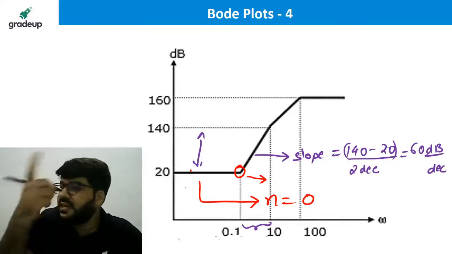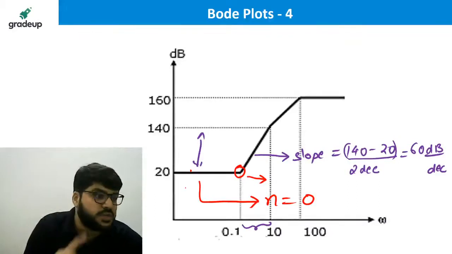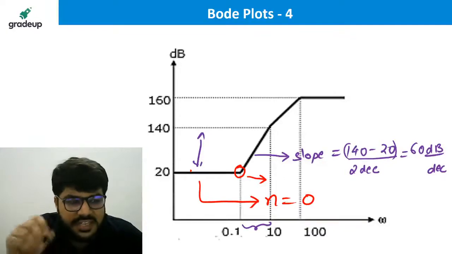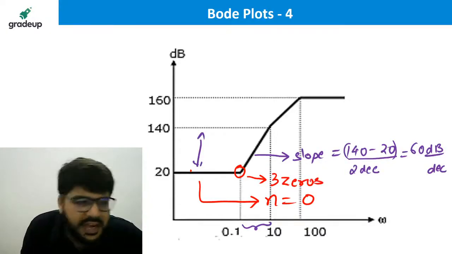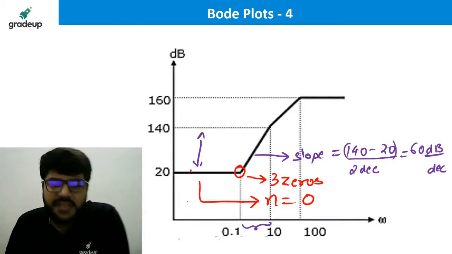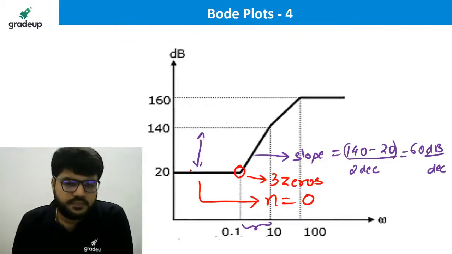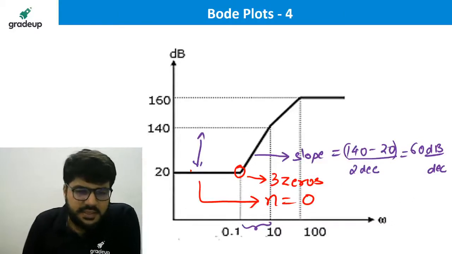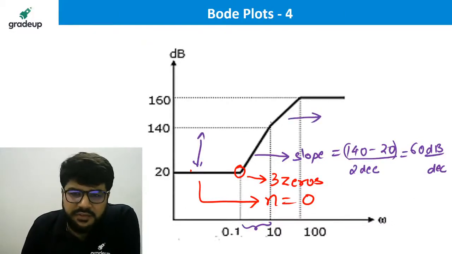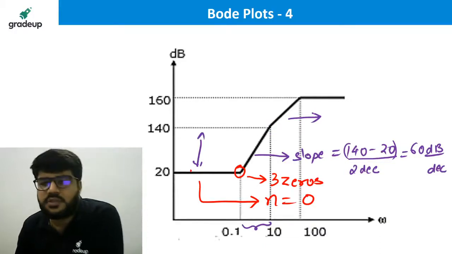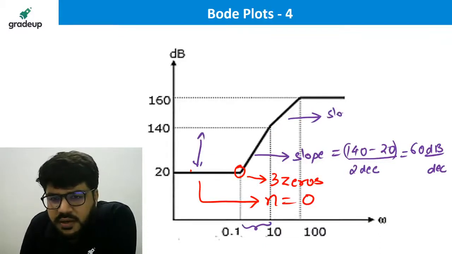Now if the slope is 60 dB per decade, it means the slope is increasing, so there are zeros. But how many zeros? Due to 1 zero, the slope changes by plus 20. So this is 3 zeros at a single location. Next, what is the slope of the next line? Then only we will be able to say whether it is a pole or zero, and how many.